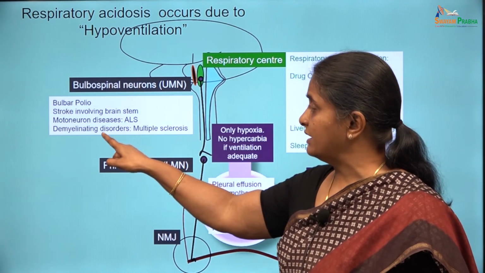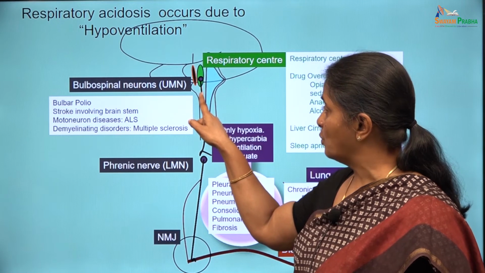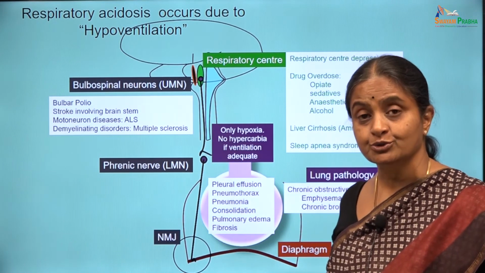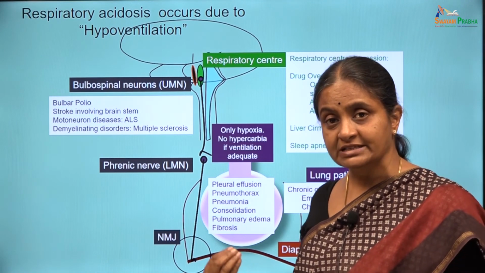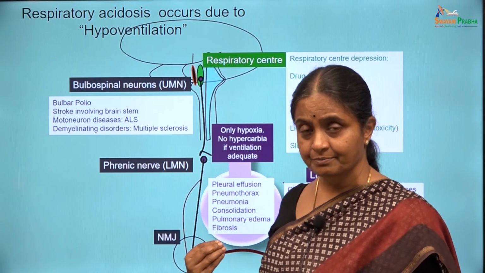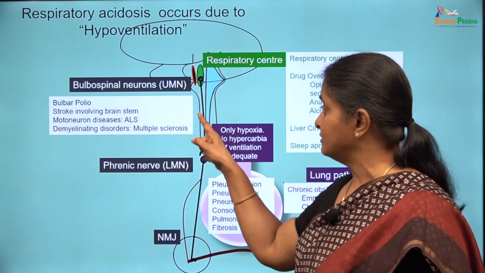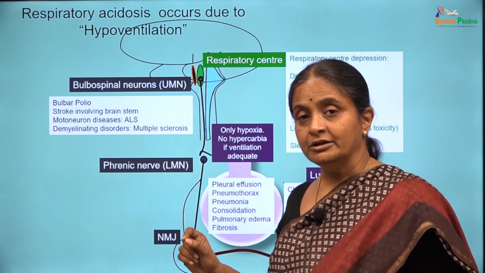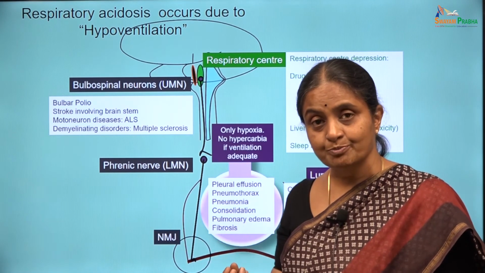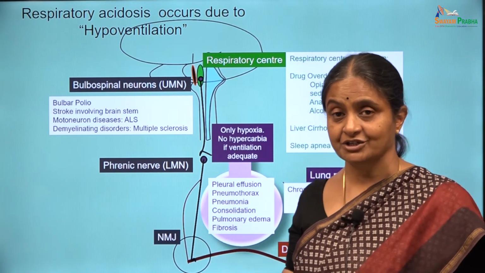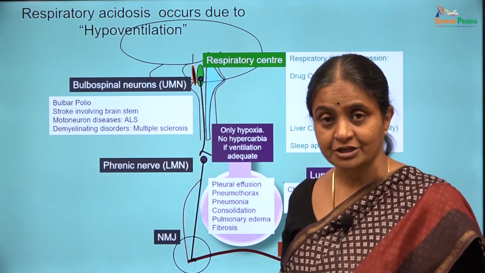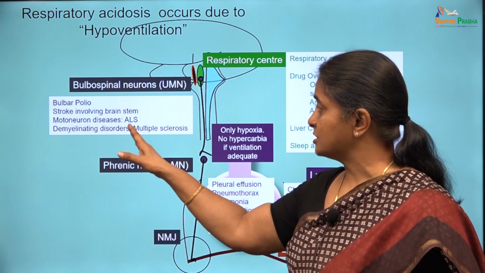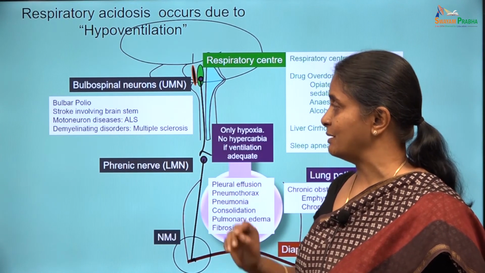Then there are what we call demyelinating disorders, where the myelin sheath around the axon is lost due to an autoimmune disorder. There are antibodies against the myelin protein, and therefore, this loss of myelin around the neuron. You will learn in neurology that myelination is important for improving speed of conduction, and when there is loss of myelination, nerve function is impaired. So, these are conditions where the bulbospinal neurons may be affected.